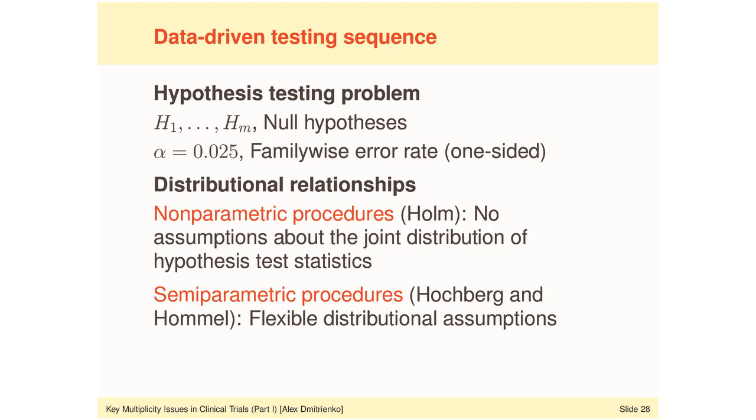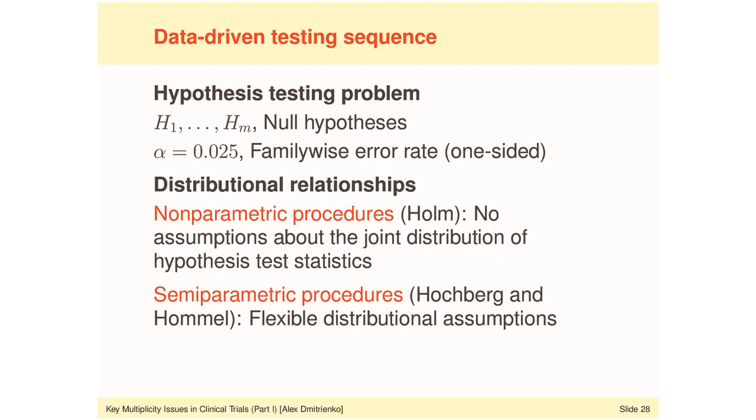Secondly, with semi-parametric procedures, for example, the Hochberg and the Hommel, we make flexible distributional assumptions. For example, we say that the joint distribution of the hypothesis test statistics is partially specified, which means that some of its parameters, such as pairwise correlations among the test statistics, may be unknown. Semi-parametric procedures are derived from the Simes global test, also using the closure principle.